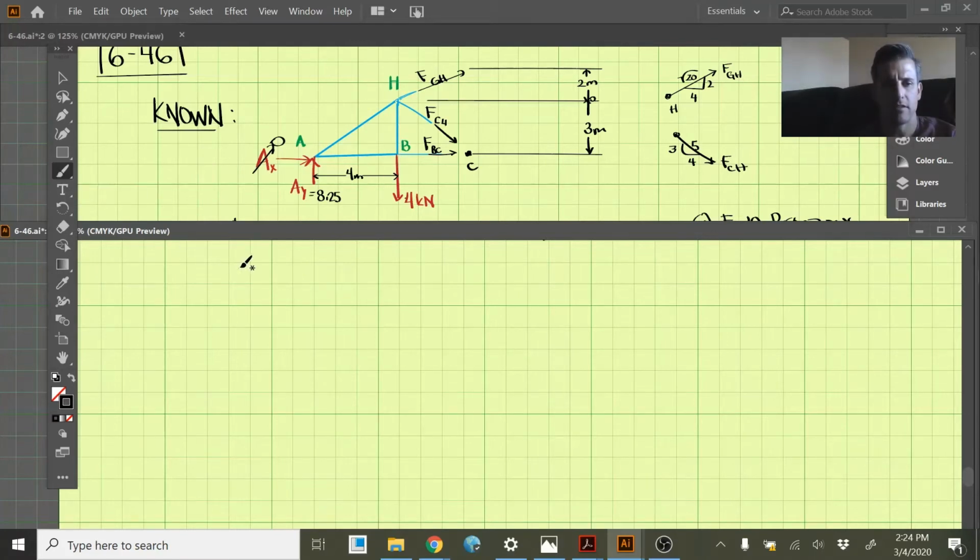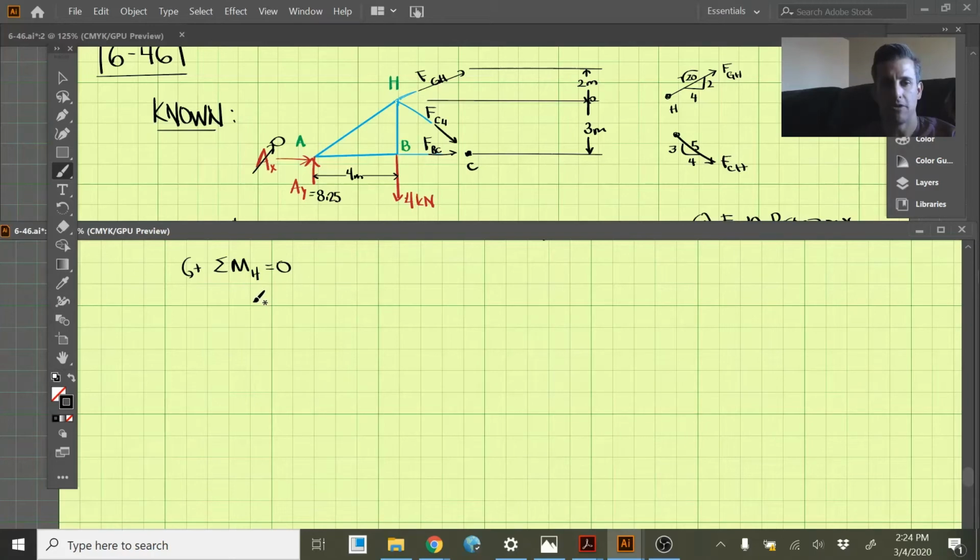I think the easiest first step is summing the moments around H and setting those equal to 0 and calling counterclockwise positive. So why H? Well, H has two forces directly pointing from it here, this FGH and FCH. These two forces will not create a moment around H and therefore will not be in this equation here. So the only unknown in this equation is FBC, which makes it directly solvable instead of solving a system of equations. So let's do that.